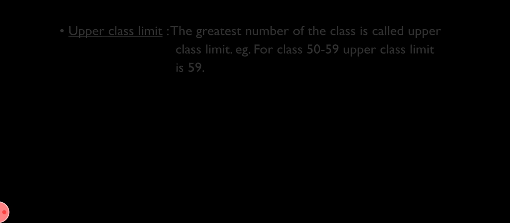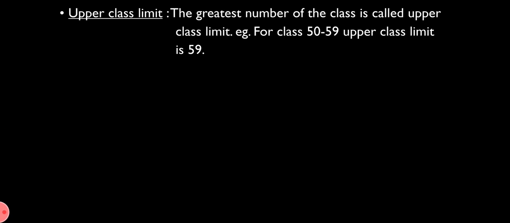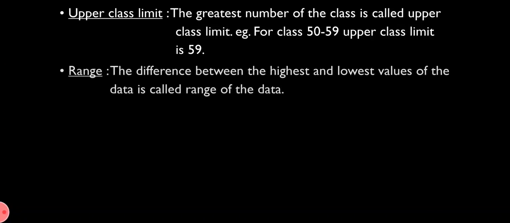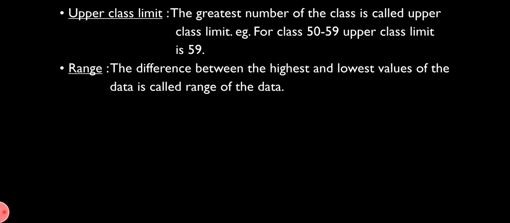Similarly, the greatest number of the class is called the upper class limit. Example, for class 50 to 59, the upper class limit is 59. So the greatest number which is present in the respective class is called the upper class limit. Then we have range. The difference between the highest and the lowest values of the data is called the range of the data. So range is nothing but the difference between the highest and lowest value of the given data.